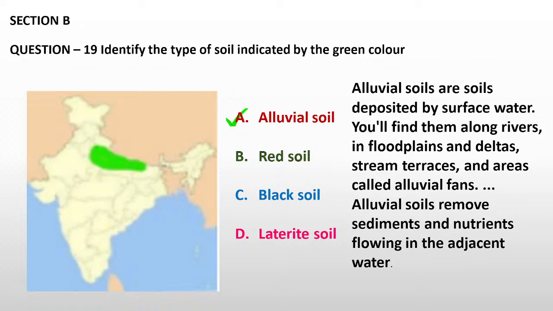So please remember, what are alluvial soils? They are the soils deposited by the surface water. You'll find them along rivers, in floodplains and deltas, stream terraces, and areas called alluvial fans. Alluvial soils remove sediments and nutrients flowing in the adjacent water.